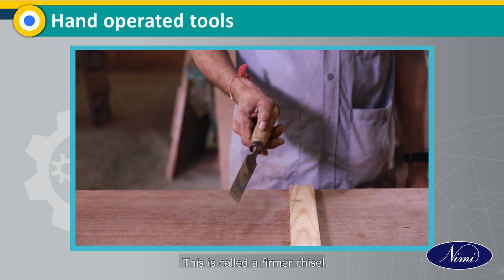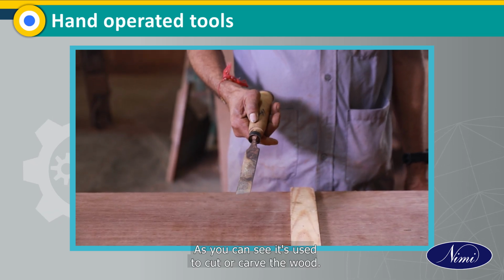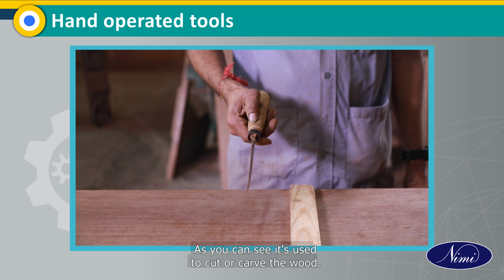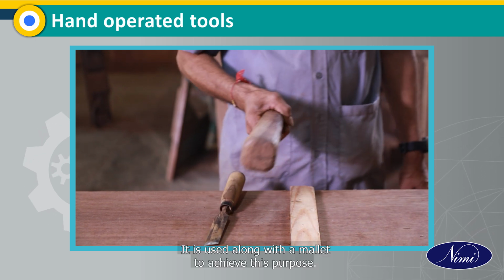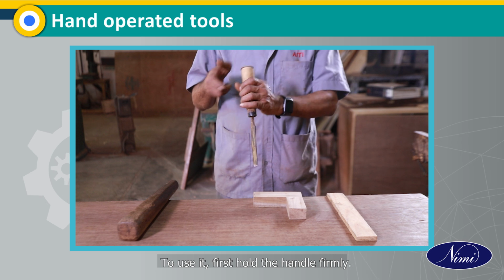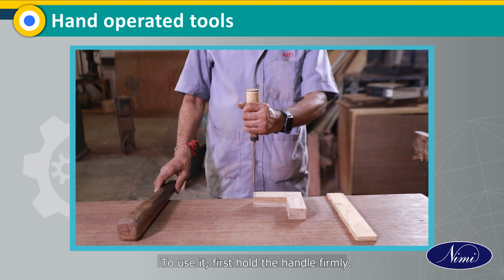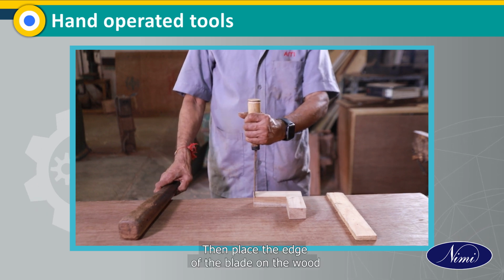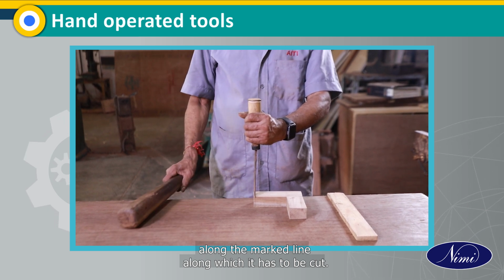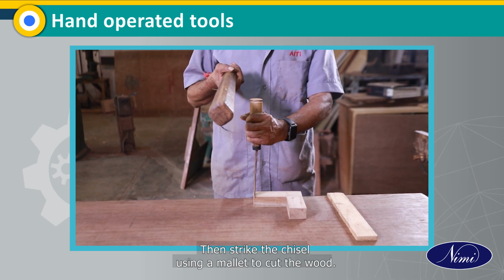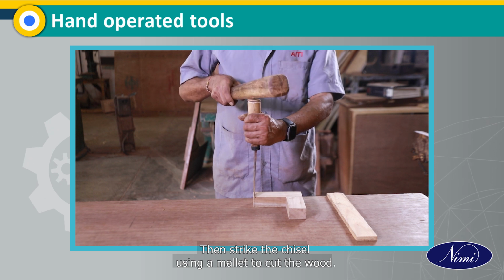This is called a firmer chisel. As you can see, it's used to cut or carve the wood. It is used along with a mallet to achieve this purpose. To use it, first hold the handle firmly. Then place the edge of the blade on the wood along the marked line along which it has to be cut. Then strike the chisel using a mallet to cut the wood.